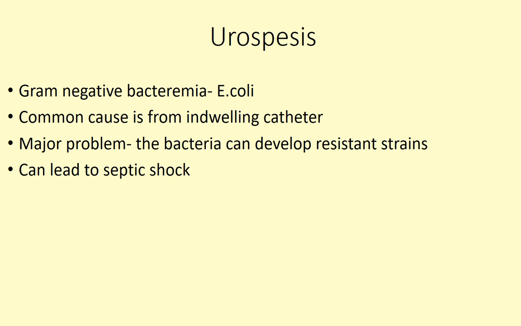The next disease process is urosepsis. So now we have gone from UTI to pyelonephritis to glomerulonephritis to now going into the bloodstream and causing urosepsis. It's gram-negative bacteremia. It's usually caused by E. coli. A common cause is indwelling catheters.